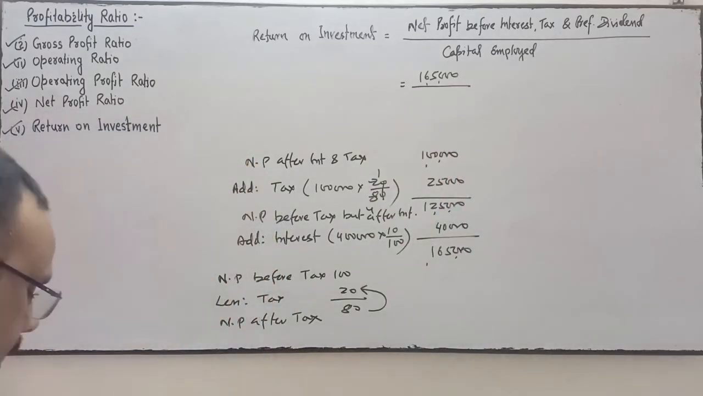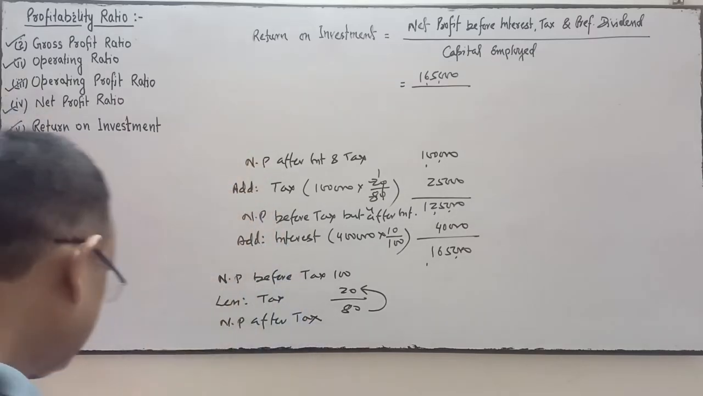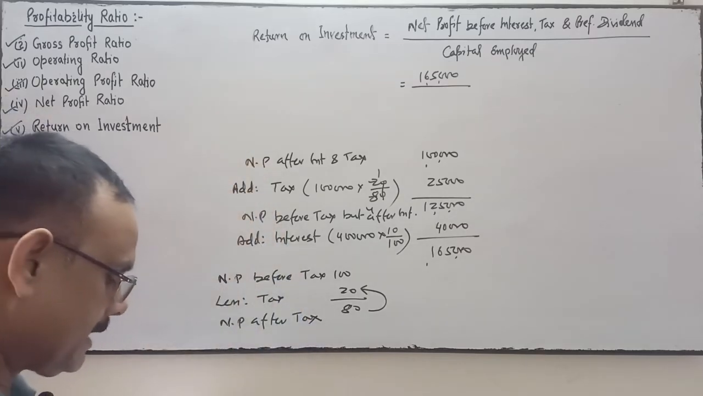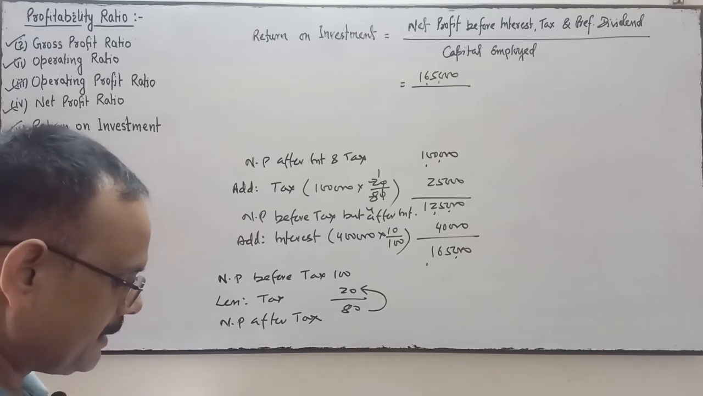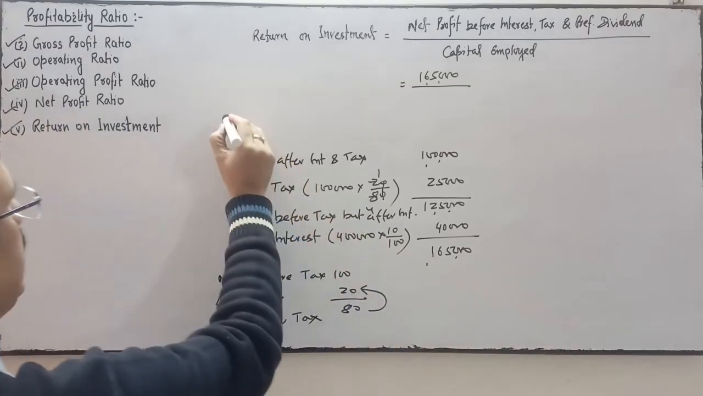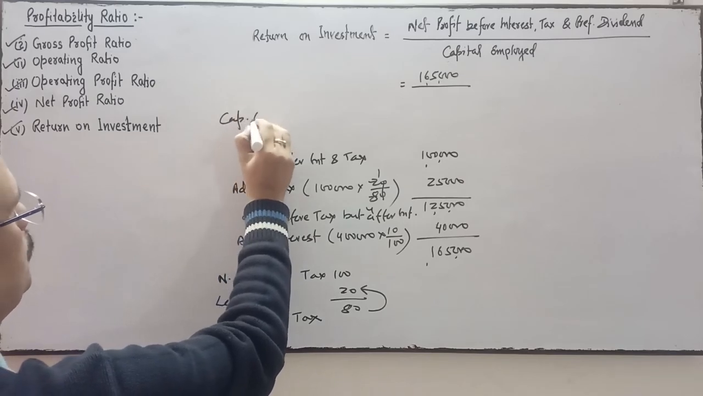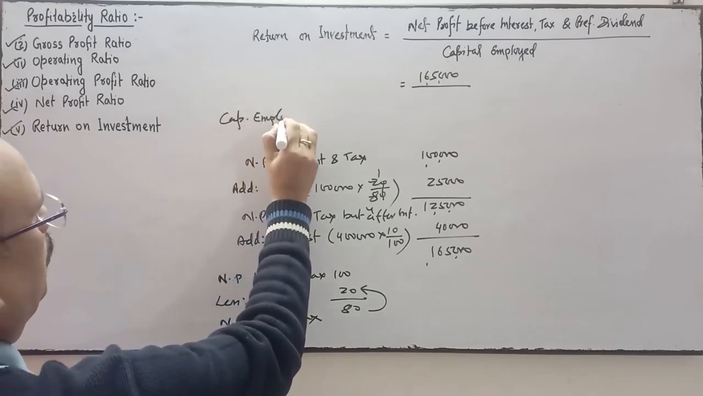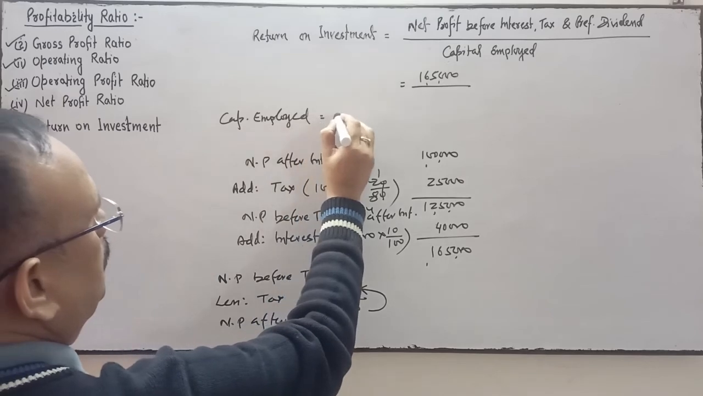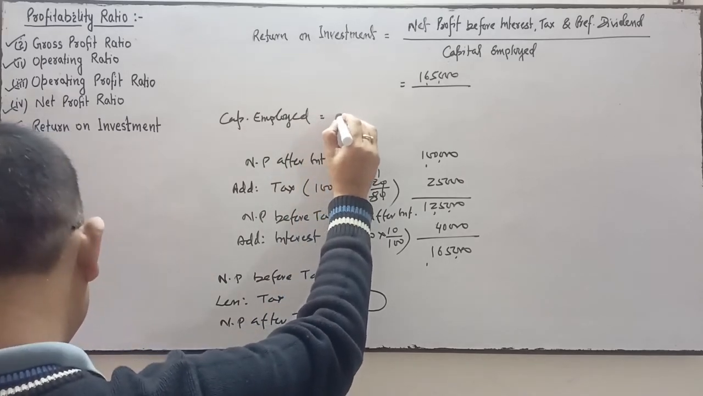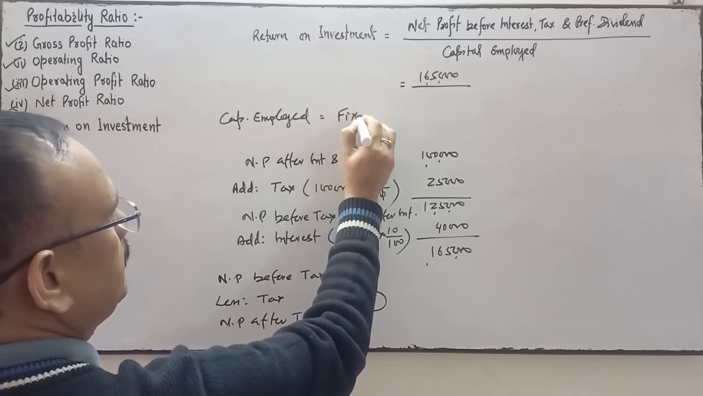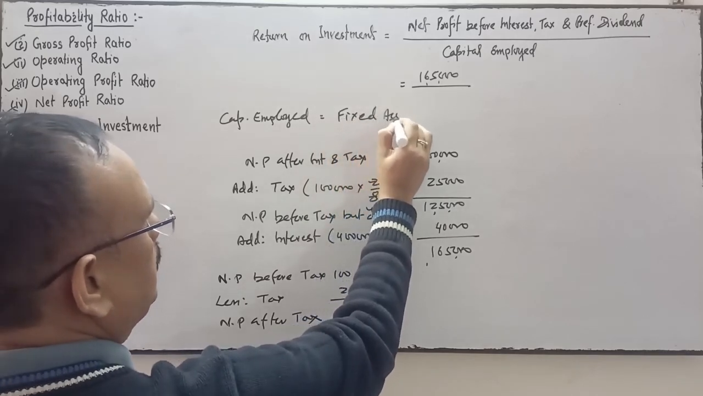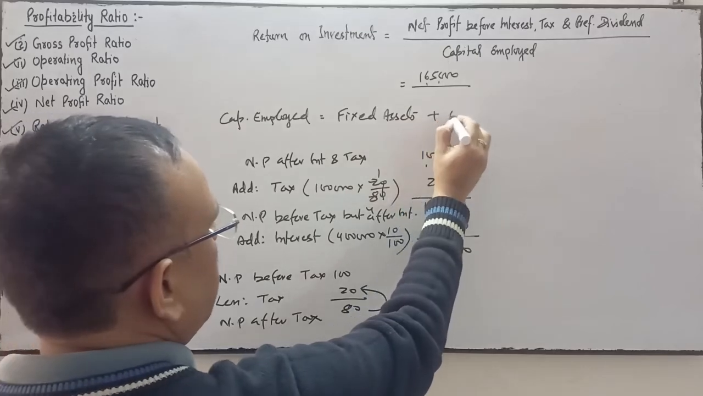And now the capital employed. Capital employed is equal to, as per this information, current assets is given, current liability is given, fixed assets is given. So from that side we will calculate capital employed is equal to non-current assets. Non-current assets means fixed assets is given, fixed assets plus working capital.